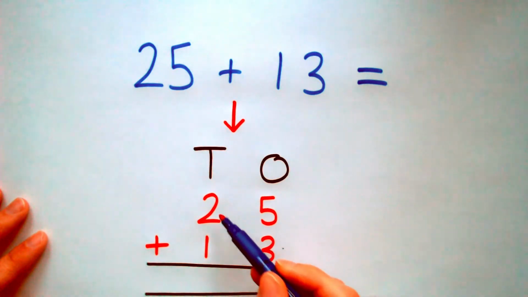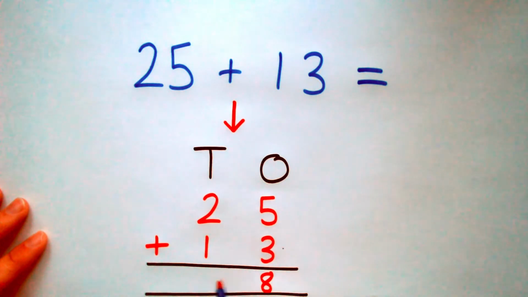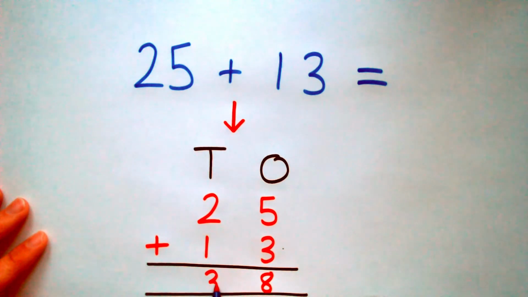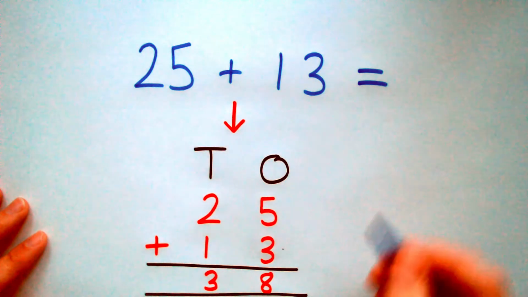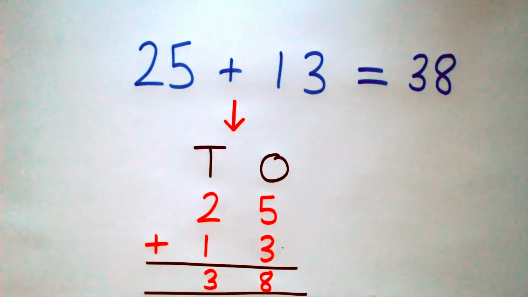We then move on to the tens, so we have our 2, which is a 20, and our 1, which is a 10. We'll add them together and it makes a 3, but remember that is a 13. So the answer for this question is 38.